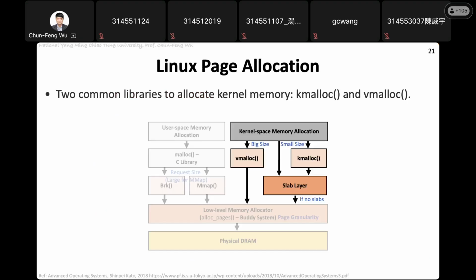Here come 2 common libraries to allocate kernel memory. The right-hand side part is for small sizes, the kernel memory allocation we already introduced. It is based on the slab layer, so for this kernel memory allocation you will interact with the slab layer. Usually this path is designed for data structure usage. The left-hand side is usually not for data structures; it's usually for your stack or your dynamic memory for the kernel.